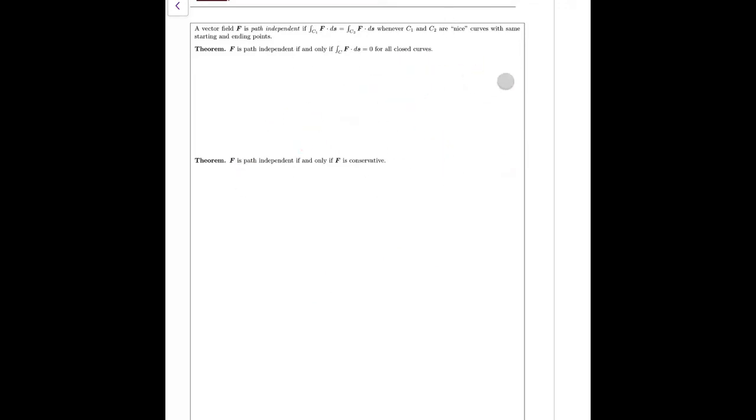So another name for a vector field like this is conservative, because this is exactly the type of force that you see in physics. Conservative forces are a big class of forces, like gravity. The work that you do doesn't depend on the path that you take. It just matters the beginning point and the ending point. That's all that matters. Okay, so we have this theorem.